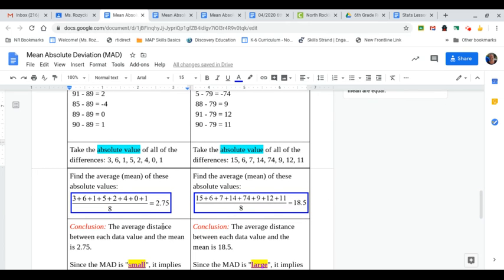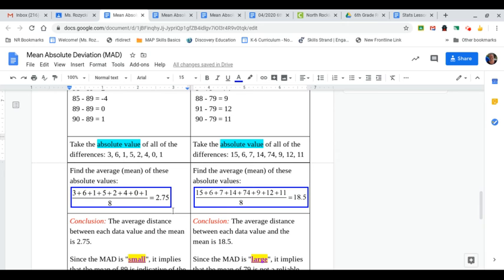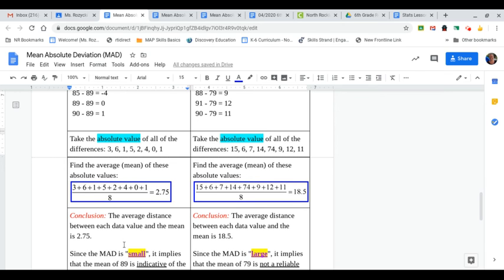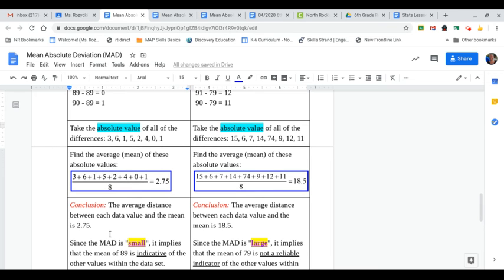Then down here, you take those absolute values and find the mean of them. Again, there should be 8 of them. Divide by the number 8, and we have a mean of 2 and 75 hundredths. That's your mean absolute deviation. So the average distance between each data value and the mean is 2 and 75 hundredths.